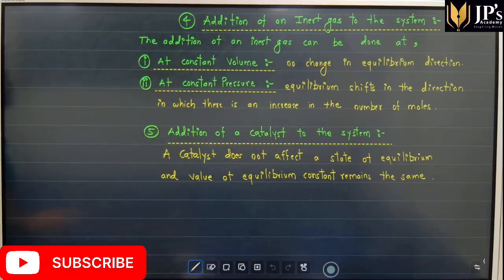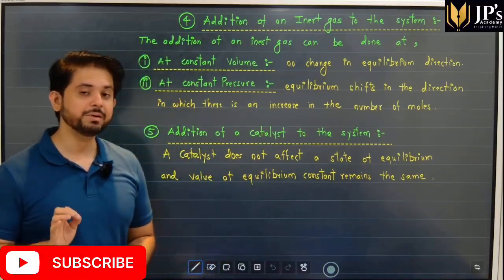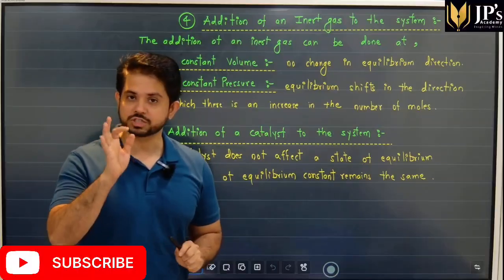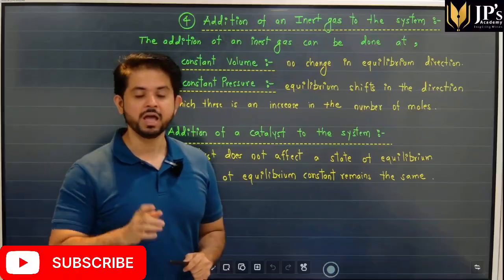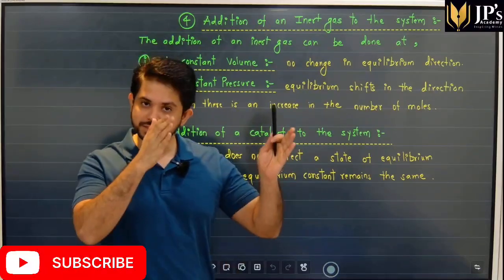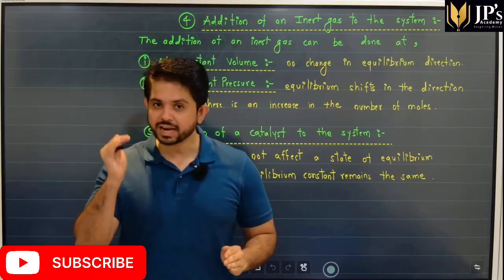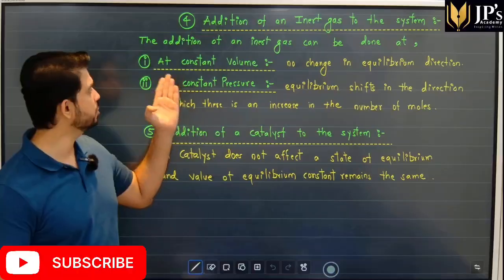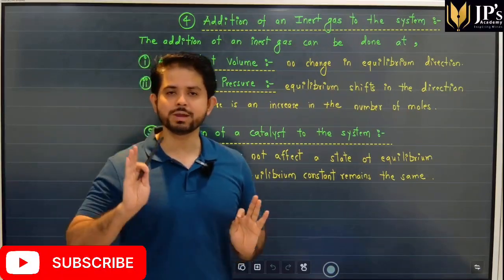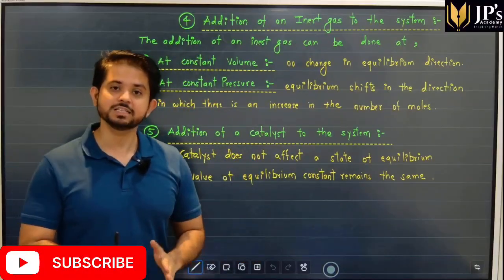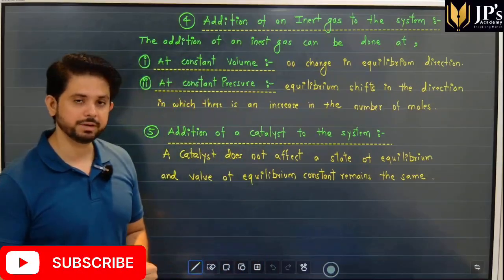Next, students, we have addition of inert gas. Addition of inert gas can be done in two different ways. It can be done at constant volume and it can be done at constant pressure. However, when you add an inert gas at a constant volume, please remember, students, inert gas need not always be the inert gases that we know, helium, neon, argon. It can be any gas which is not reacting with the gases present. So if an inert gas is added at a constant volume, there is no impact on equilibrium. The reason for that is the partial pressure of the gas remains the same, and hence there is no change in the equilibrium direction.